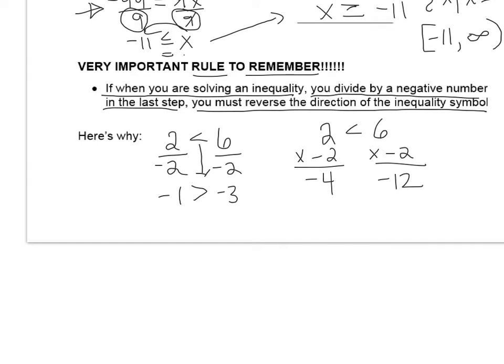Would I be able to keep the inequality symbol in the direction it's facing now? Is negative 4 less than negative 12? It's actually not. Negative 4 is closer to the positives than negative 12 is. So also when you multiply by a negative number, you have to reverse the inequality symbol.